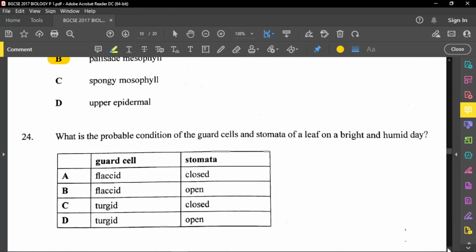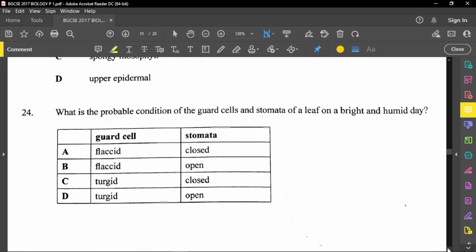Now, for question number 24, it said, what is the probable condition of the guard cells and stomata of a leaf on a bright and humid day? So, if it is bright and it is humid, what's going to happen here? The bright light will cause the stomata to open, and it's humid, which means the plant will not be transpiring as much, because high humidity means that the atmosphere is already filled with water.